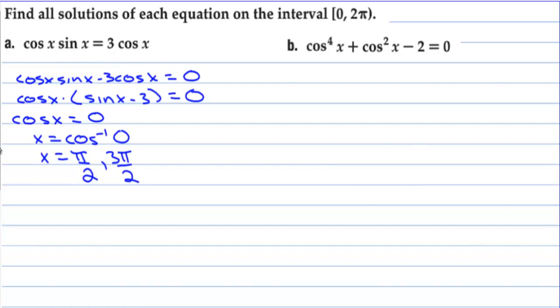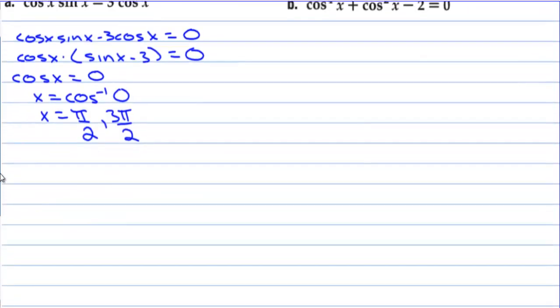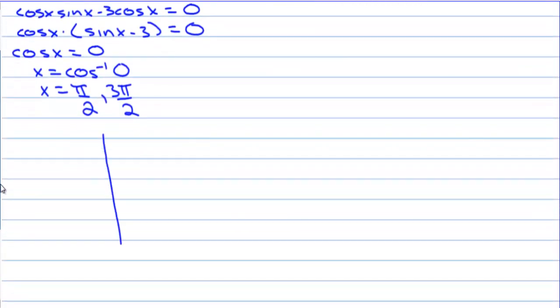But what if it said find all solutions of each equation, and then it didn't have that piece right there? What if it didn't include that? Then there's literally an infinite amount of answers, but how are we going to represent that? Let's take a look at the unit circle real quick. This is pi over 2 up here, which is one of the answers. And if you keep going pi radians around the circle, or half a circle, you get another one.